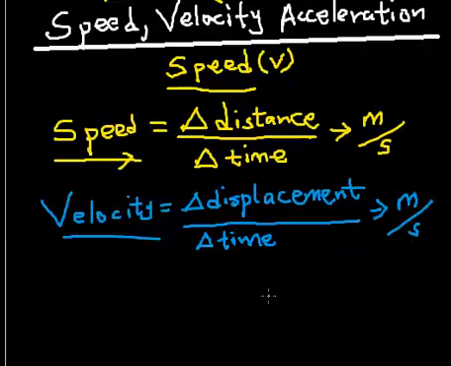Now the question becomes, what is the difference? For velocity, we measure the distance in displacement. Displacement is different from distance in that displacement is a vector quantity. In fact, displacement is a distance in a specified direction. Vector quantities are quantities that have magnitude and direction, while a scalar quantity has only magnitude.